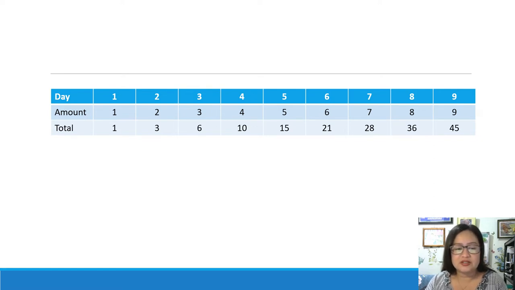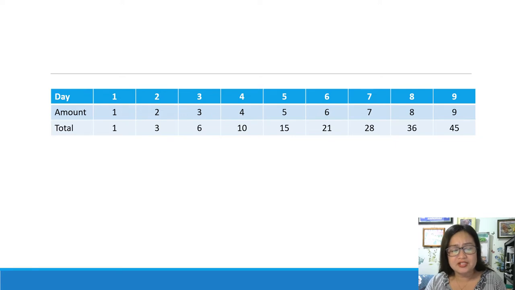Now, if we get the total savings for each day, on the first day, we will have 1 peso. On the second day, Jenny will have a total savings of 3 pesos. How did we get that? That is adding 1 peso and 2 pesos, which is the current savings. So, that will give us 3 pesos. We do the same thing as the days go on. So, on January 3, the total savings that Jenny has is already 6 pesos. On January 4, Jenny will have a total savings of 10 pesos and so on.